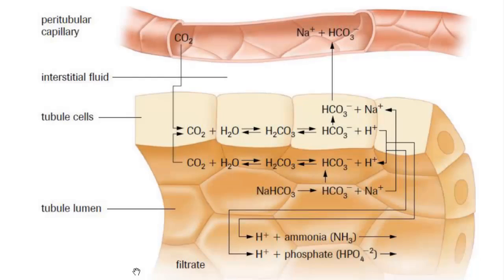Here's the picture that goes along with that conversation. So again, here's your peritubular capillary. So these are the ones surrounding the nephron. Here's the nephron itself and the tube. So you've got the blood flowing here and you've got the filtrate flowing here.